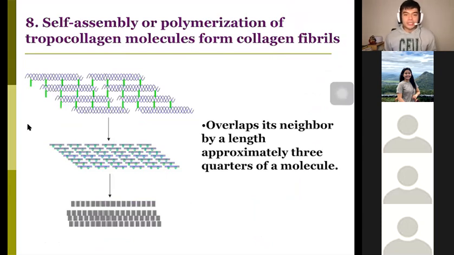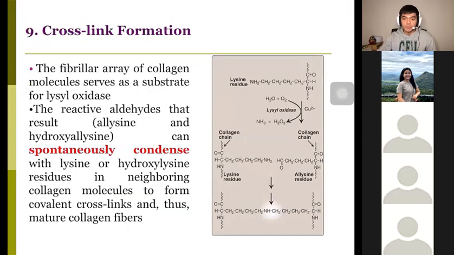Next, number 8. Number 8 is the self-assembly or polymerization of collagen molecules forming fibrils. So in this case, there is overlapping of the neighbor by a length, approximately 3/4 of a molecule. So as you can see here, may overlapping yung mga tropocollagen forming fibrils. So nagne-networking na sila, nagkakaroon na ng interconnections. Interconnections would lead to further strengthening of the collagen. Okay, so yan yung self-assembly or polymerization.